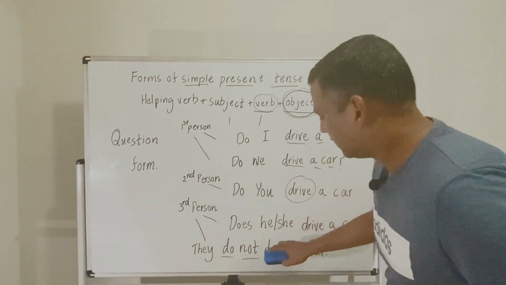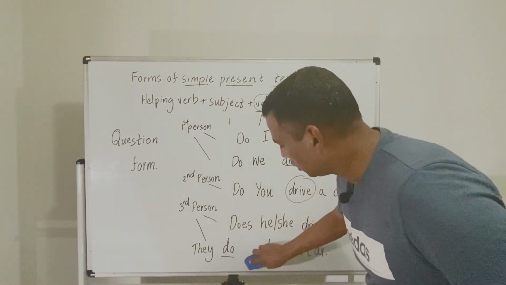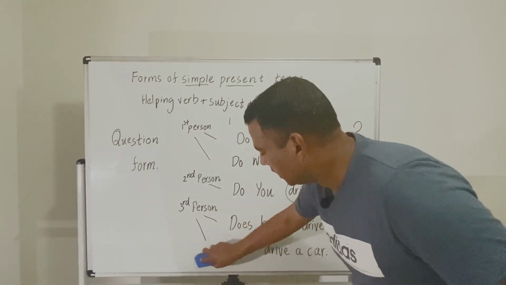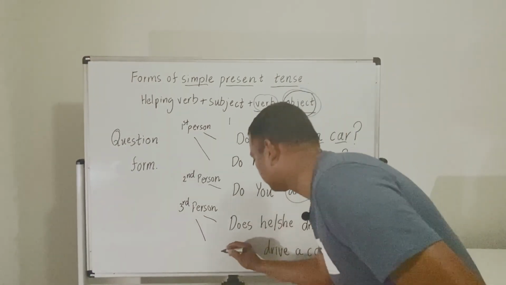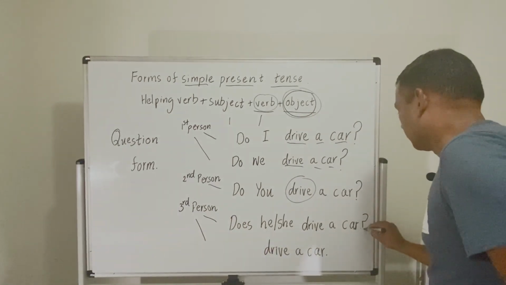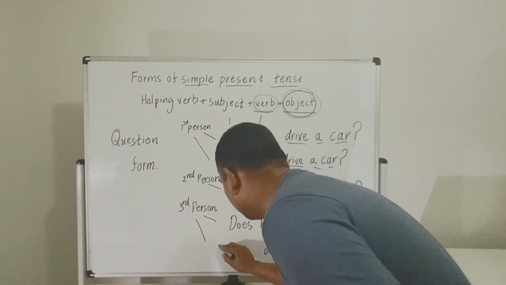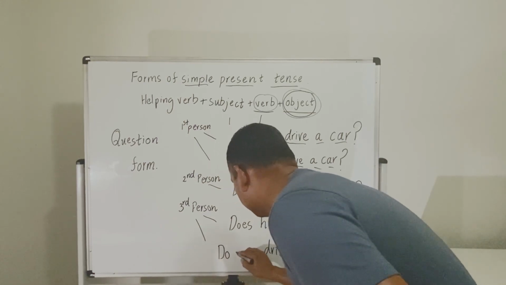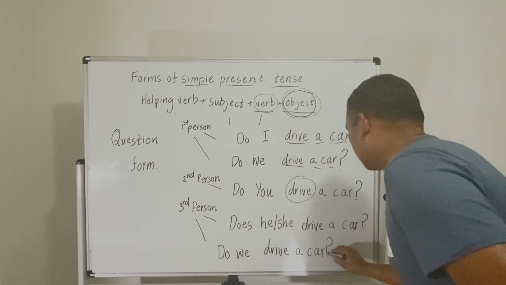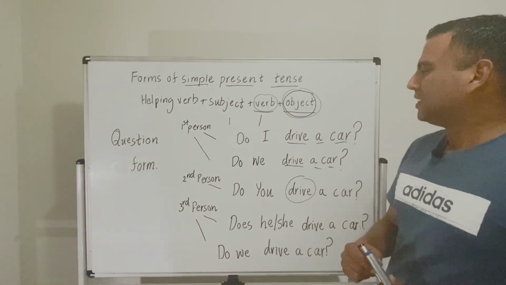And then let's look at the last example. "Not" goes away, and we do a swap between "do" and "they". Here, put the question mark. Okay, and say, "Do they drive a car?" Okay, so it's very simple.